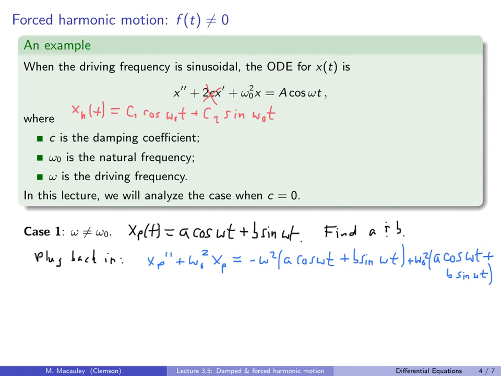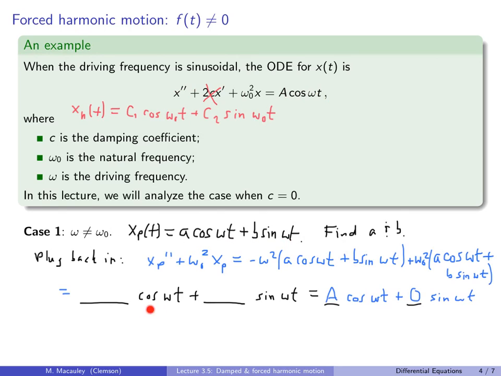So before we set that equal to the right-hand side, let's collect terms a little bit. This is going to be equal to some number of cosine of omega t plus some number of sine of omega t, and we have to set that equal to the right-hand side, which is A cosine of omega t plus 0 sine of omega t. Let's underline those just to emphasize.